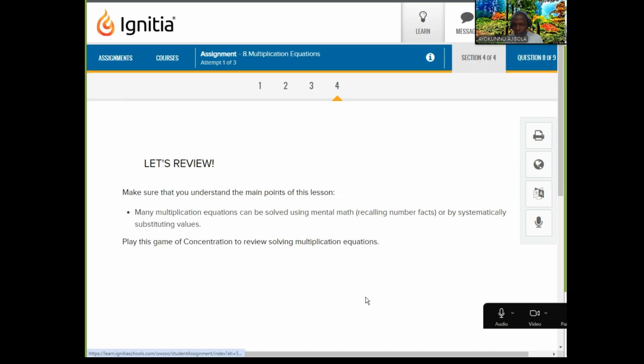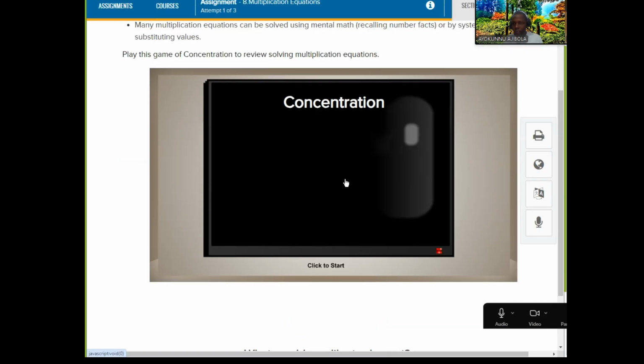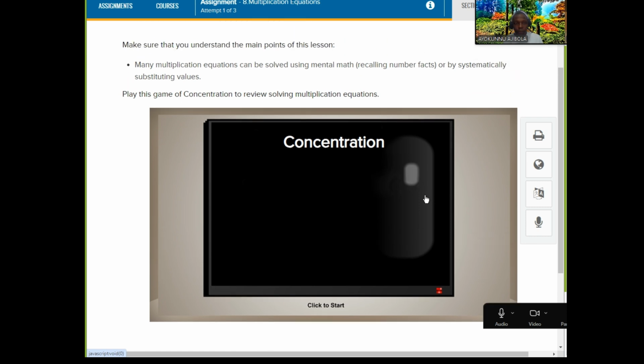So let's go to the next section and see. This next section is going to require a high level of concentration. Is that clear? Oh, yes.